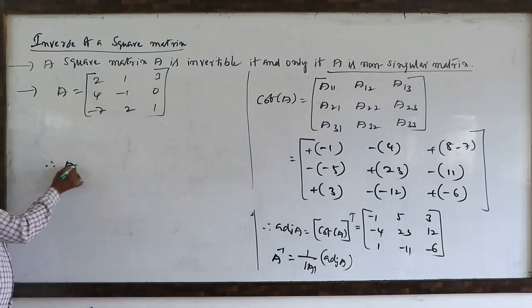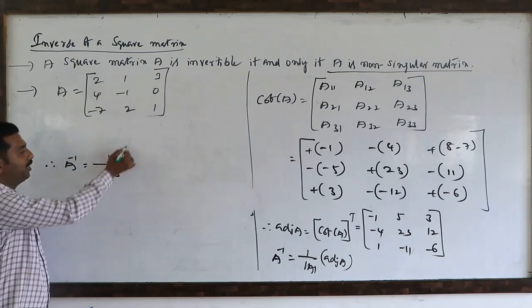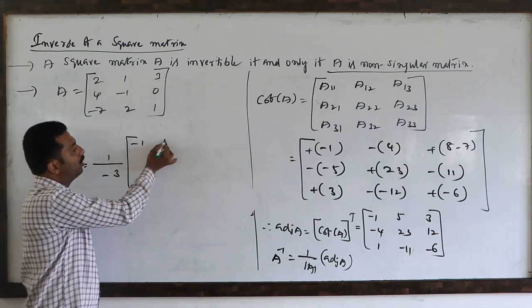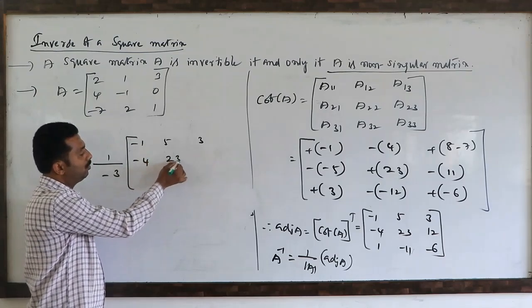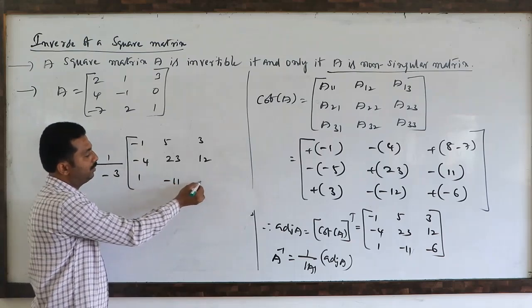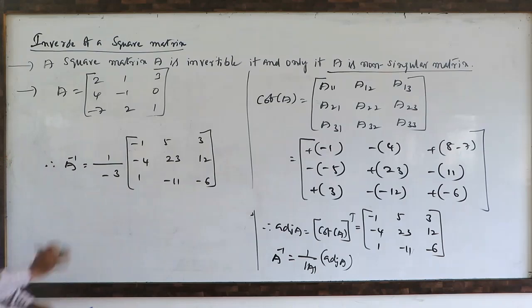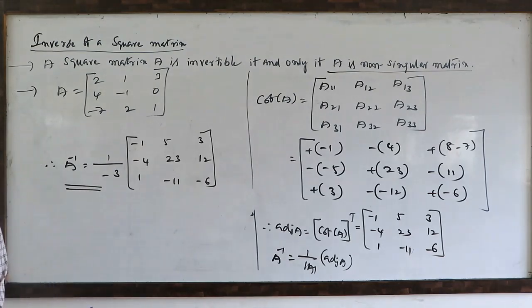Therefore A inverse equal to 1 by determinant of A, is this minus 3? Yes. What is adjoint of A? Minus 1, 5, 3, minus 4, 23, this is 12, 1, minus 11, minus 6. You can divide it by minus 3 or you can leave as it is, no problem. So this is how to calculate inverse of a square matrix. So this is the answer for the given question.